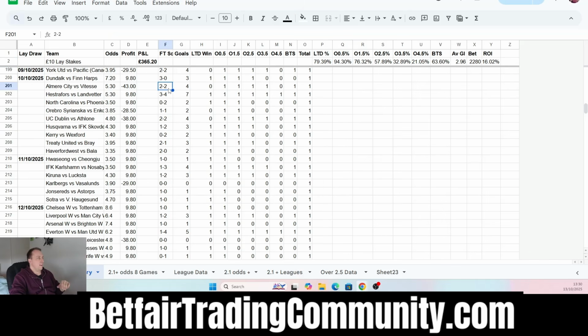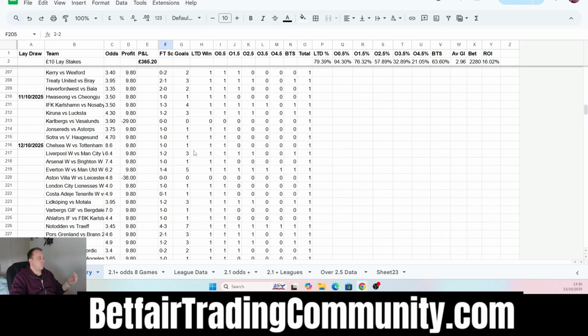And what I've noticed with this is that you do get a few 2-2 scorelines. Now, if a match finishes 2-2, you're almost certainly going to be able to green up on it at some point. Often one of the teams would have gone 2-0 up, or it's 2-1 late on and someone scores an equaliser later on. That's what tends to happen.